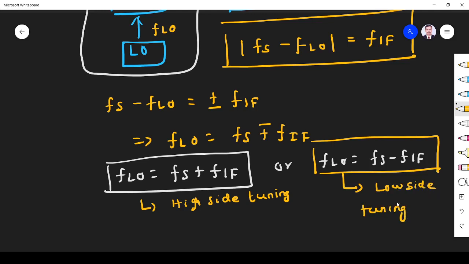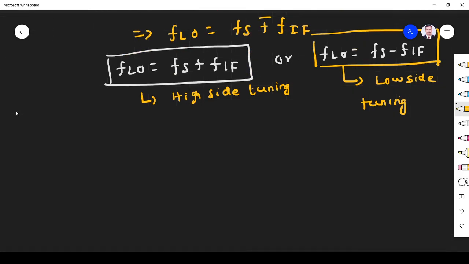Let us see what will happen in high side tuning and low side tuning. So first we take high side tuning, HST. Here we know that for high side tuning, FLO is equal to FS plus FIF. What is the thing we are understanding? FLO is greater than FS.